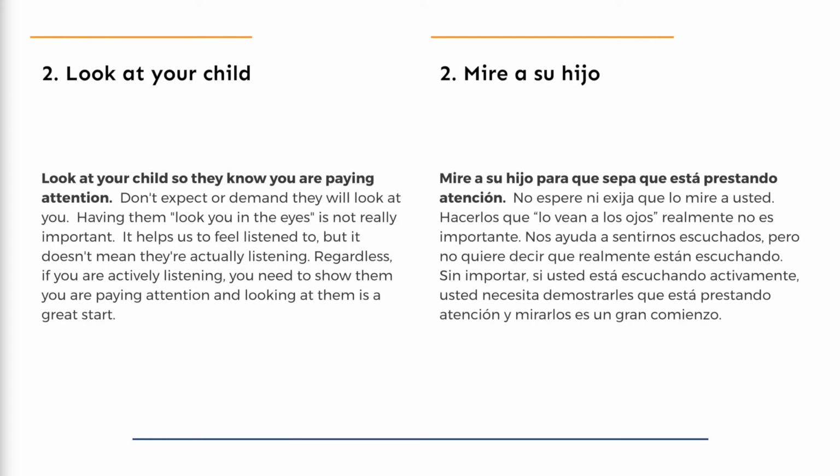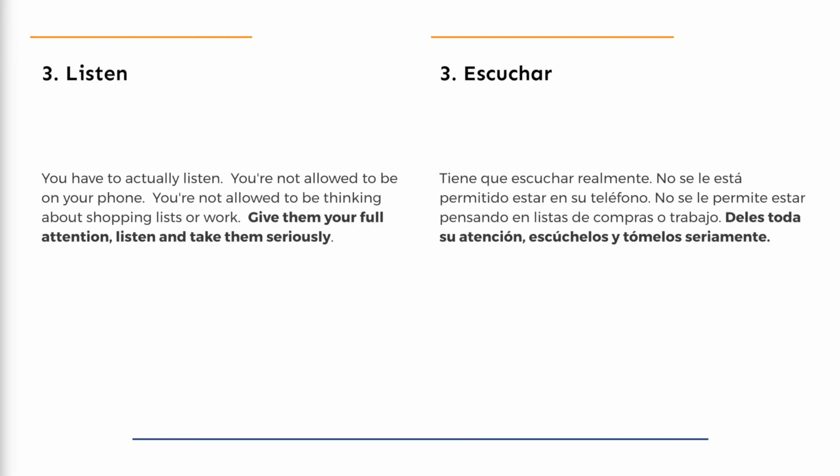Number 2, look at your child. Look at your child so they know you are paying attention. Don't expect or demand they will look at you. Having them look you in the eyes is not really important. It helps us to feel listened to, but it doesn't mean they're actually listening. Regardless, if you are actively listening, you need to show them you are paying attention, and looking at them is a great start.